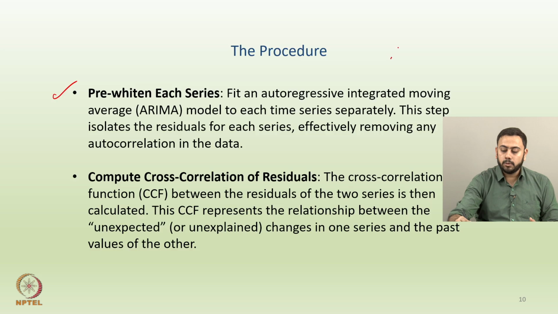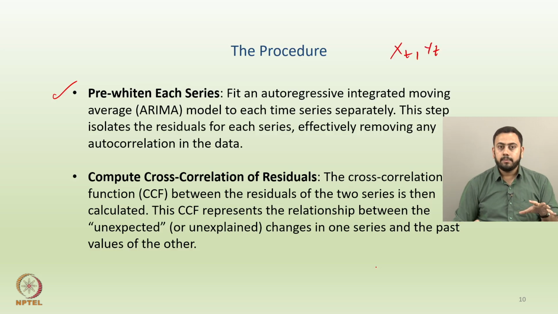If you are working with two time series xt and yt, one can start by modeling each of the series individually through an ARIMA model structure. This step isolates the residuals for each series, effectively removing any autocorrelation in the data. Even if there exists some correlation between xt and yt, which is called cross correlation, once you individually model xt and yt using ARIMA, the residuals of each series are isolated.